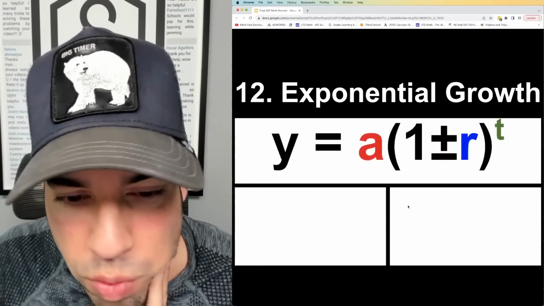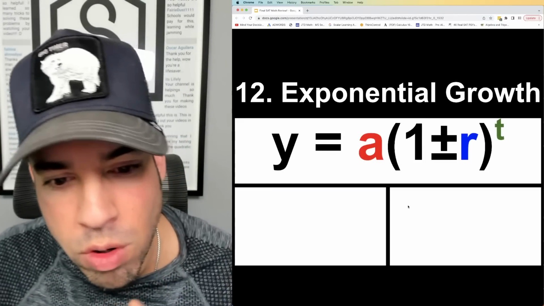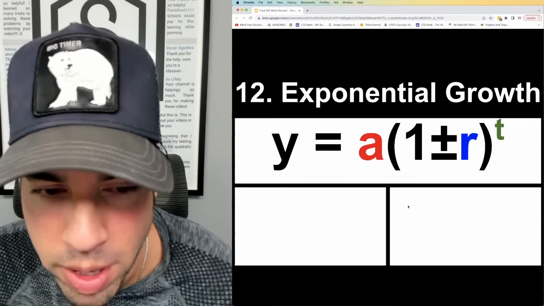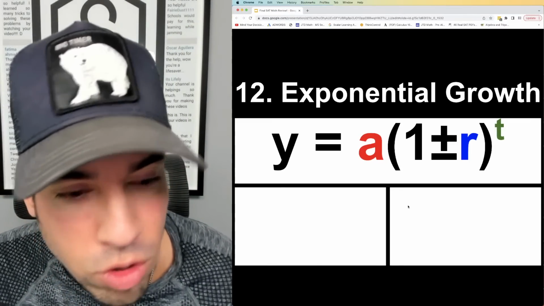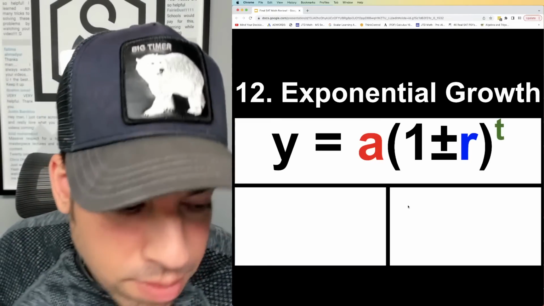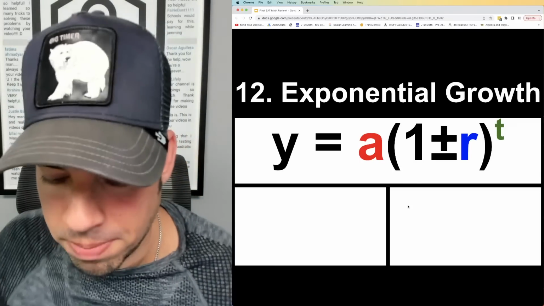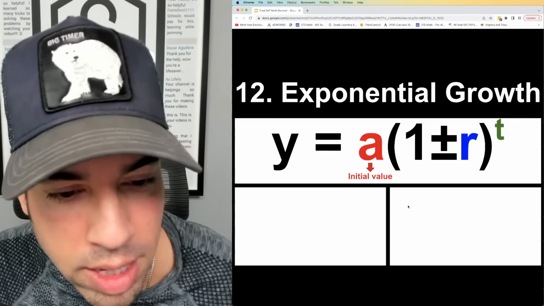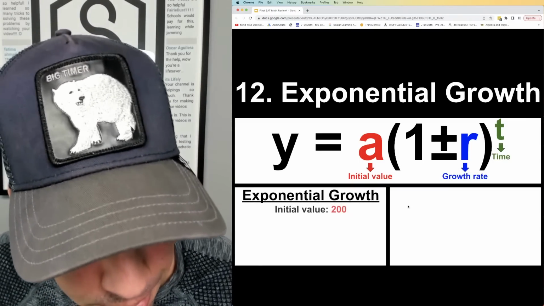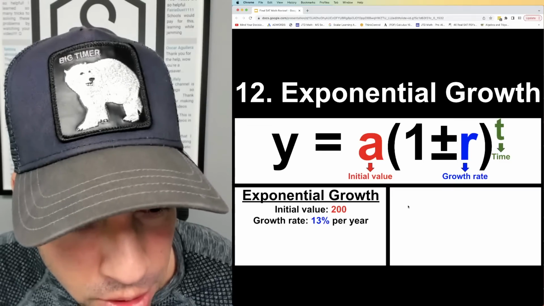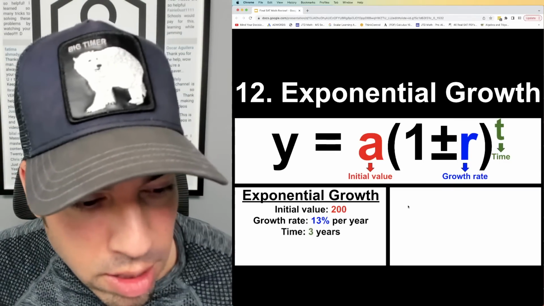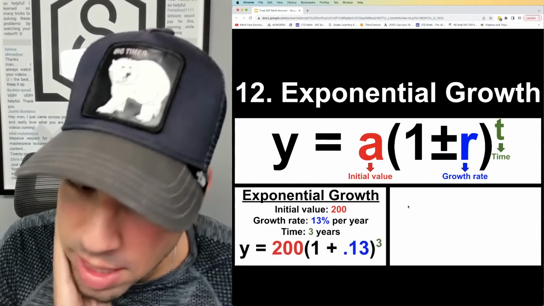All right, exponential growth. This is the general formula for exponential growth. It's, again, a, which is your initial value, times 1 plus r. r is the rate or percent of growth, right? If it's growing by 50%, that'd be 0.5. And then t is usually your time value. Usually. Could be something else. And, again, initial value, growth rate, and time. So as an example, we got an initial value of 200, growth rate of 13% or 0.13, and time in 3 years would be represented as follows.